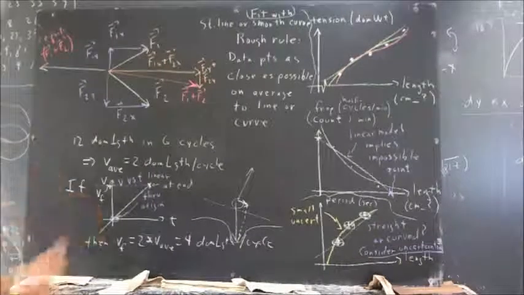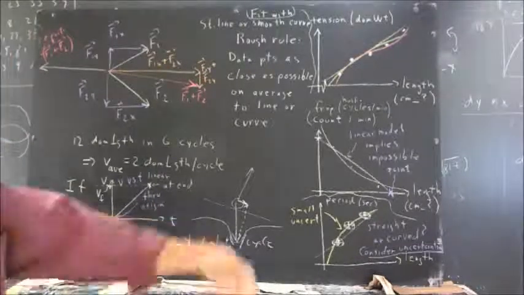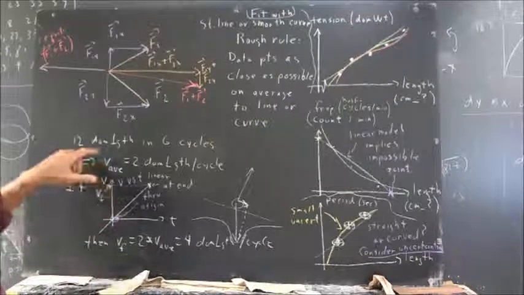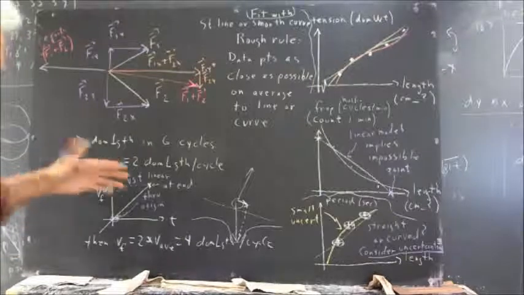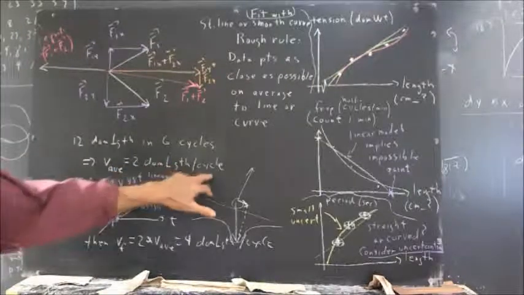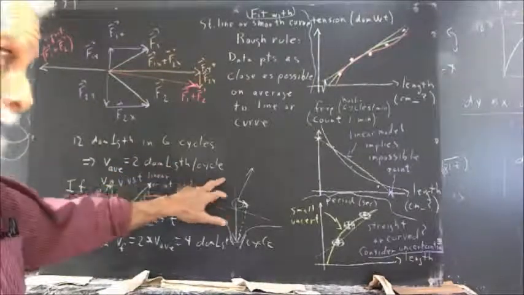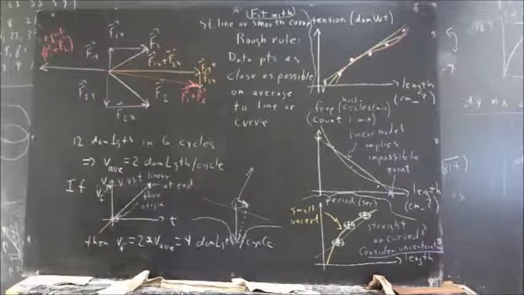This is related to the information we have about rolling the ball down a ramp. If the ball travels 12 domino lengths in 6 cycles, then our average velocity is 2 domino lengths per cycle. That's fairly obvious. I think everybody completely understands that.